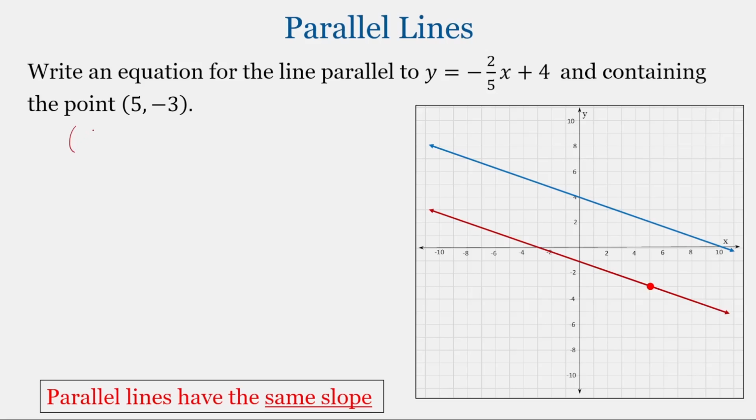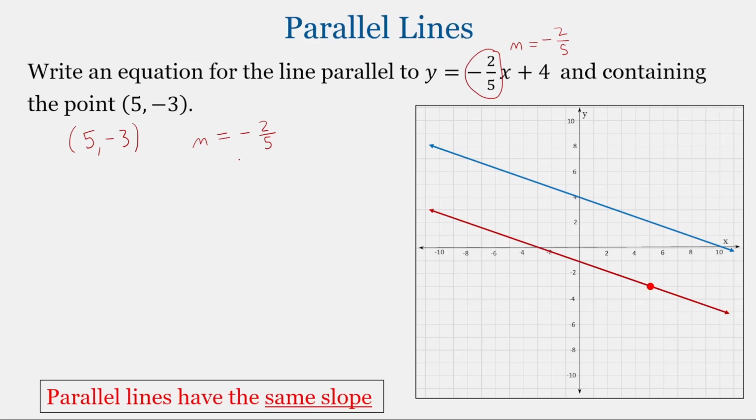Well, we know a point. We have the point (5, -3). And we know the slope. The slope of the line it's parallel to is -2/5. So we have an m of -2/5. That means the slope of the line that we're going to write an equation for is also -2/5.